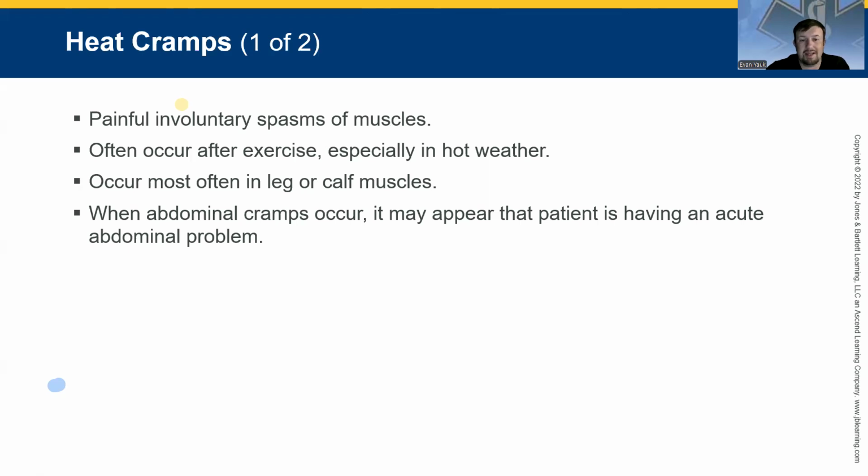Occurs most often in the leg and calf muscles. I guess I need to read before I talk. When the abdominal cramp occurs, it may appear that the patient is having an acute abdominal problem.